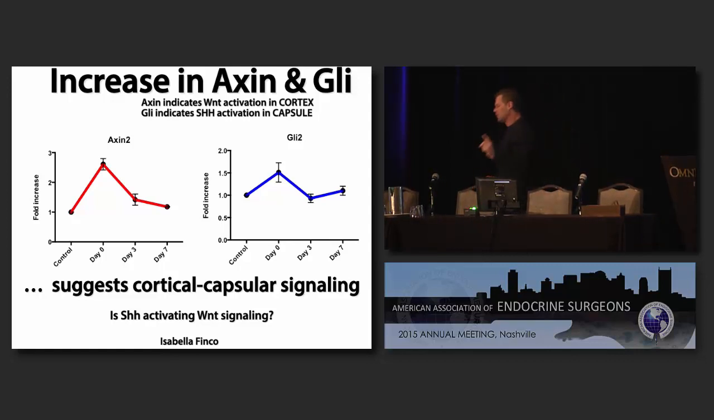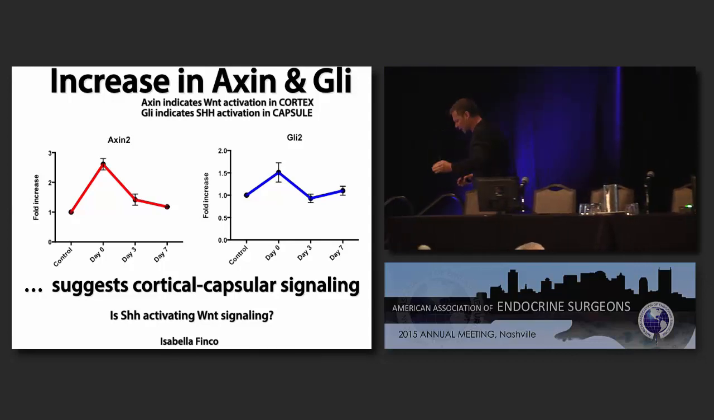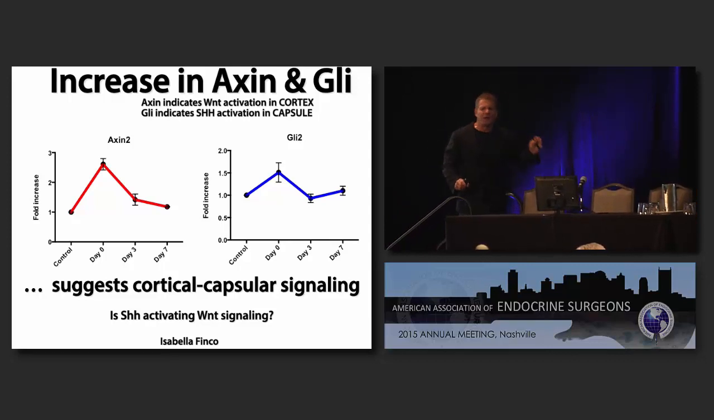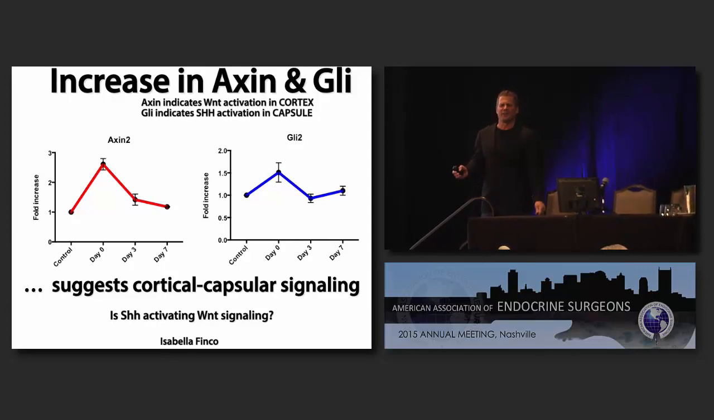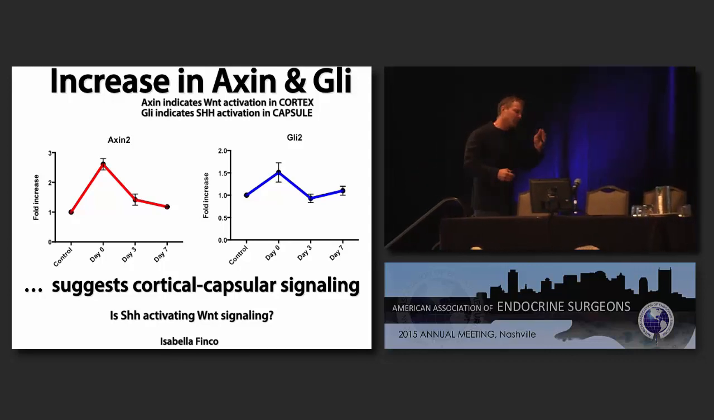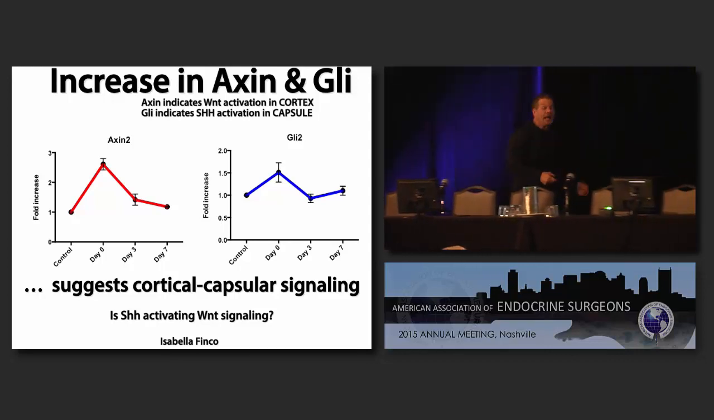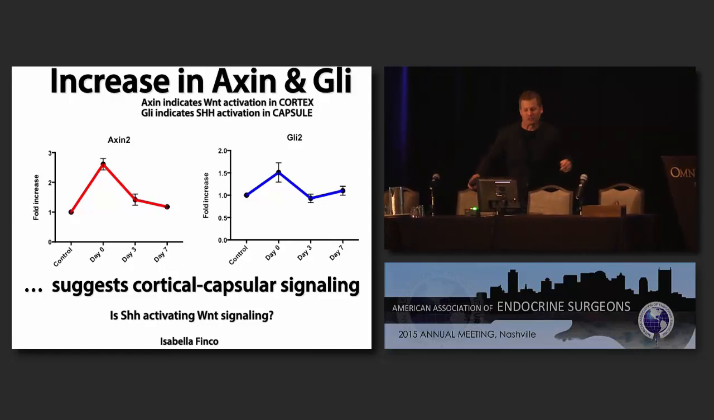The red bar shows you activation of the Wnt pathway after atrophy in the cortex. The blue line shows you activation of the sonic pathway in the adrenal capsule. So this is odd, because we still didn't think the capsule did a darn thing, but the capsule is turning on. We thought it was just this layer of mesenchymal cells still. So the cortex and capsule are turning on, and indeed, Wnt is turning on the cortex, and Sonic must be turning on the capsule.